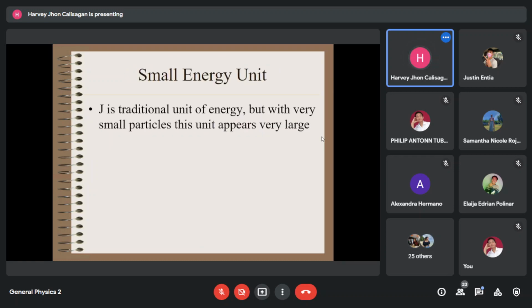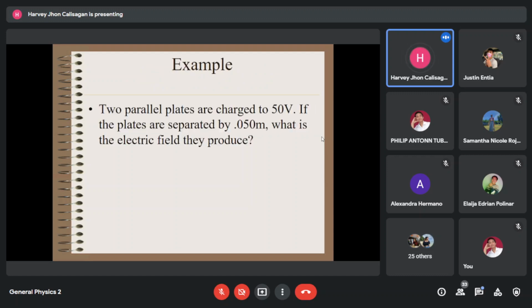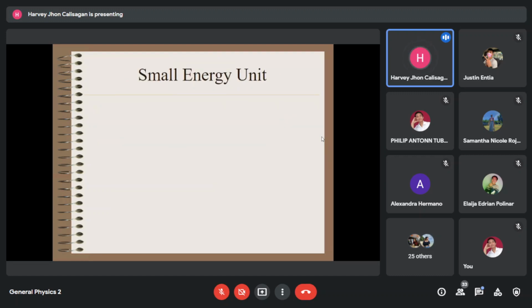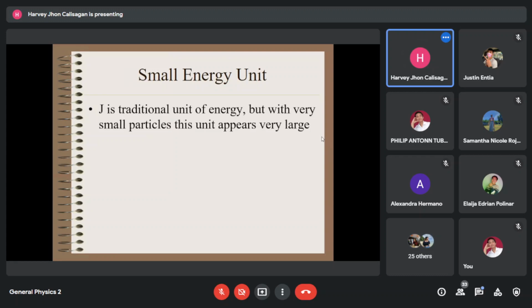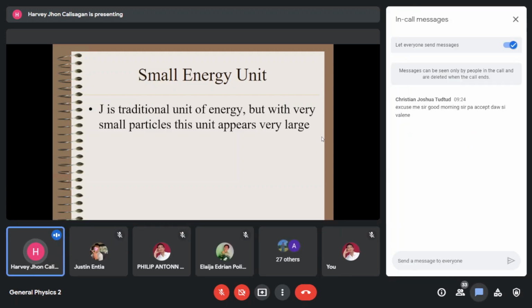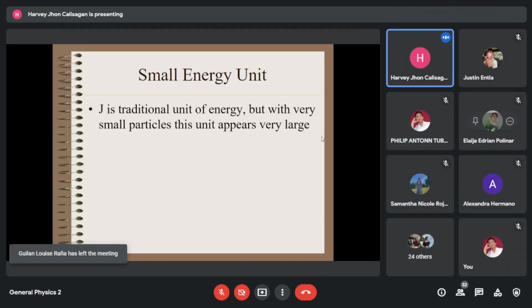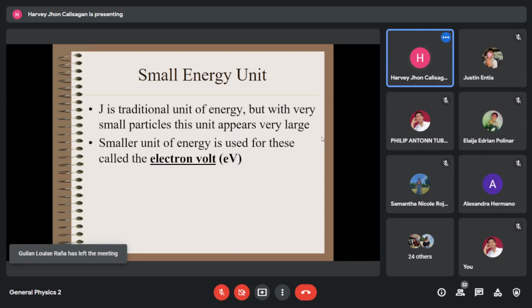Okay, and then let's try to quantify it. Then a small energy unit, okay? The joule is the traditional unit for energy, but with every small particle, this unit appears very large. Sometimes we come up with an answer in kilojoules, but again, for energy, work, or power, the joule is present. And the smaller unit of energy used for this is called the electron volt, or eV.